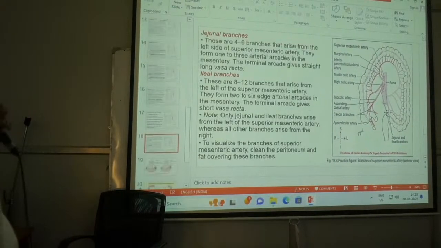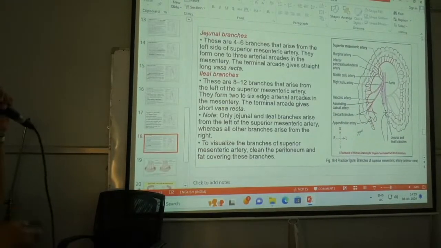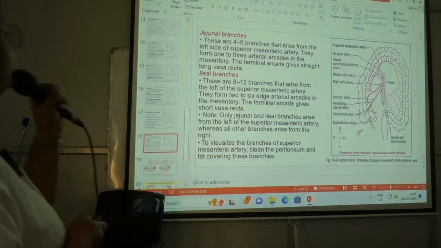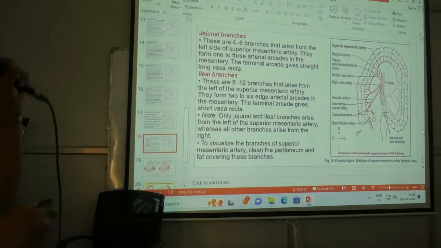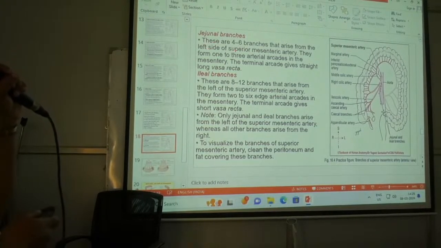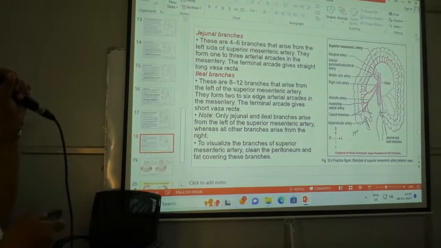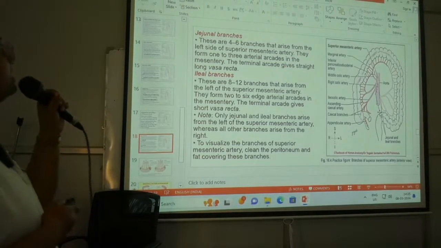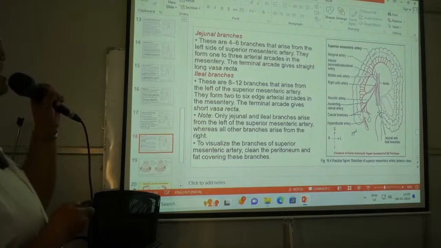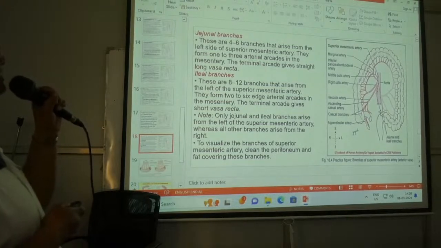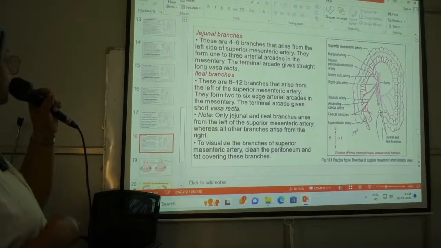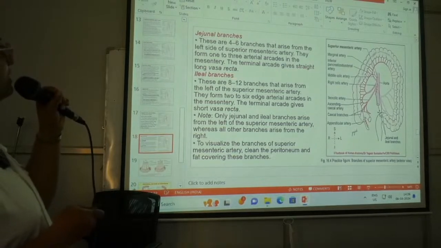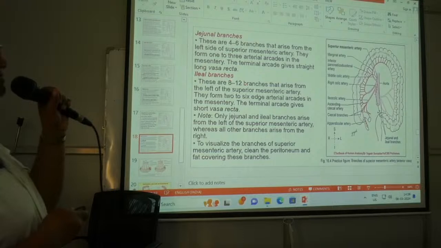Next is jejunal and ilial branches. On this side, these are the jejunal and ilial branches. You have seen also in previous picture. So jejunal branches, these are 4 to 6 branches, and they arise from the left side of the superior mesenteric artery, and they form 1 to 3 arterial arcades in the mesentery. The terminal arcade gives straight long vasa recta.